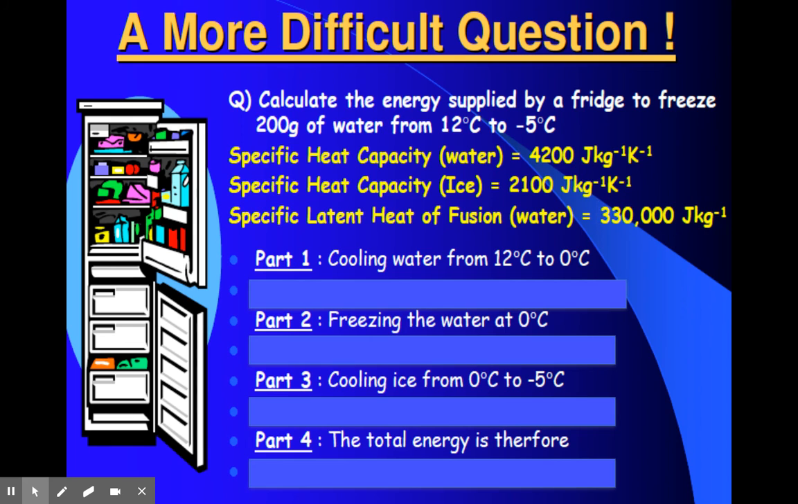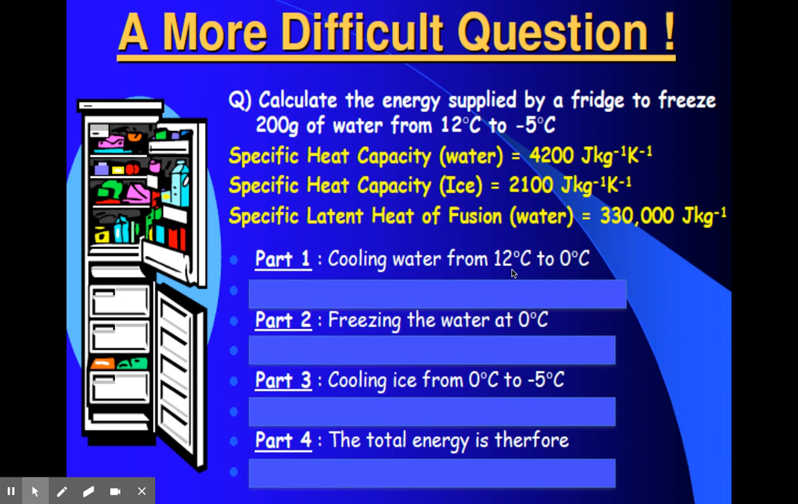And the latent heat of fusion, or the changing of water to ice, or ice to water, is this amount of energy. It's an incredible amount. It's a ton of energy. Okay. It takes a lot of energy to change water to ice. Okay. So cooling water from 12 degrees Celsius to 0 degrees Celsius. Now, why aren't we just going to negative 5?